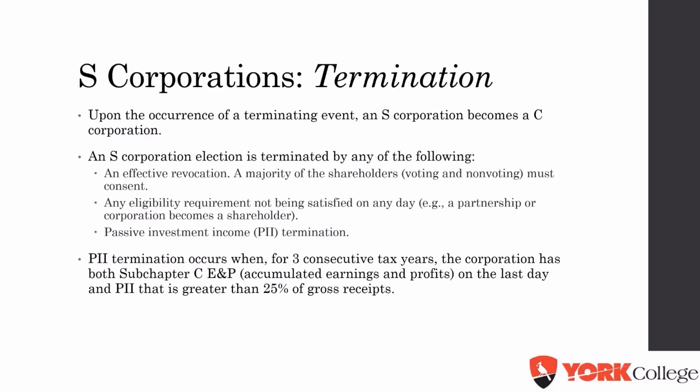Lastly, there's something called the passive investment income termination, or PII. This is when the passive income generated from investments that an S or C corporation makes, if over 3 consecutive tax years, the subchapter C accumulated earnings and profits on the last day plus the PII, which is the passive investment income, exceeds 25% of gross receipts or gross income. And this could be business income, or it could be asset income, that type of thing.